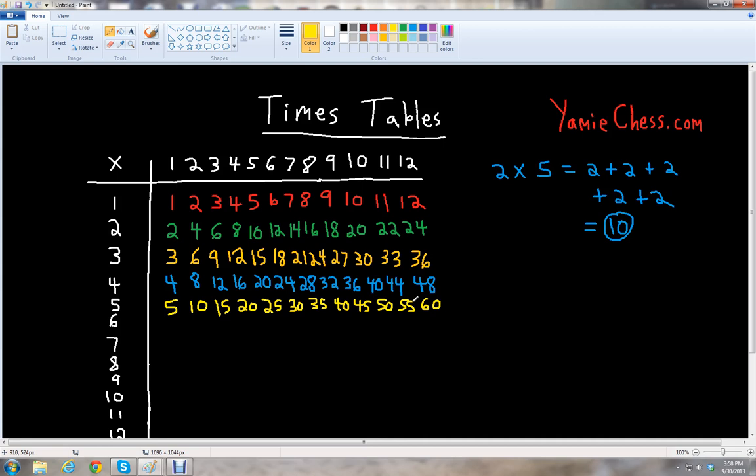And notice that the interesting thing about the 5s is that every other number ends in 5 and every other number ends in 0. So you have 5, and then the 2-digit number ends in 0. And then you have a number that ends in 5, then that number ends in 0. 5, 0, etc.